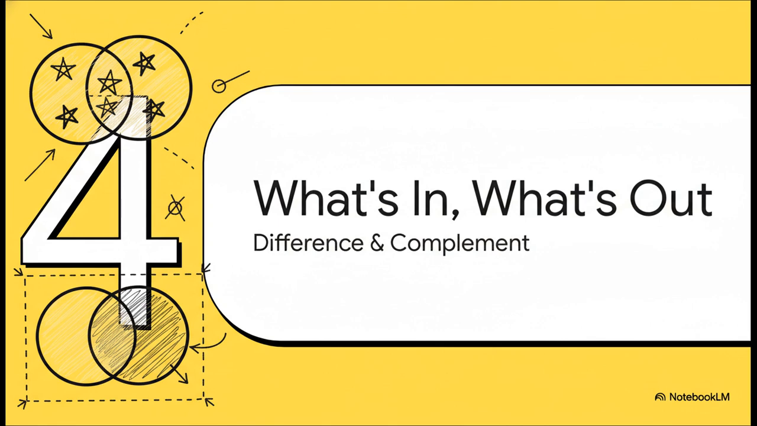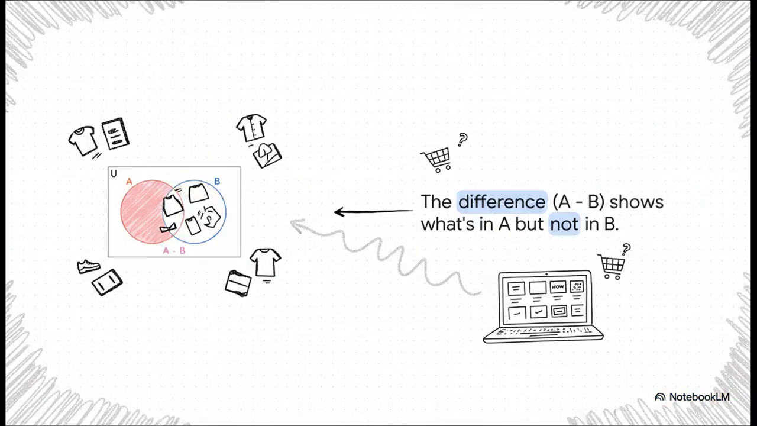Okay, so we can combine sets and we can find what they have in common. But what if we want to do the opposite? What if we want to filter things out or see what's left over? Well, that is where difference and complement come in. The difference, written as A minus B, is all about subtraction. You start with everything in set A, and then you just remove anything that's also in set B. What you're left with are only the things that are unique to A.